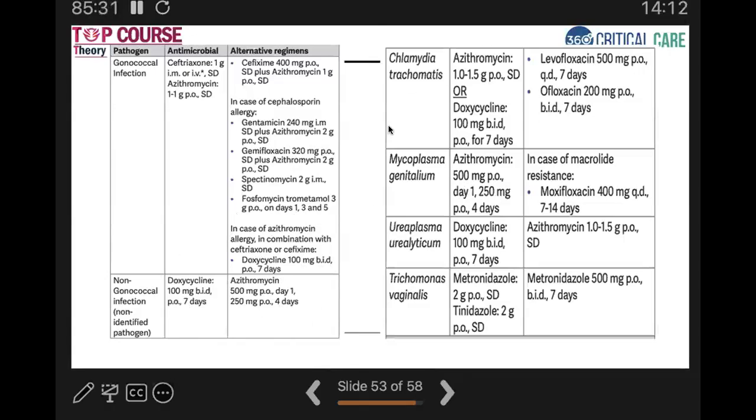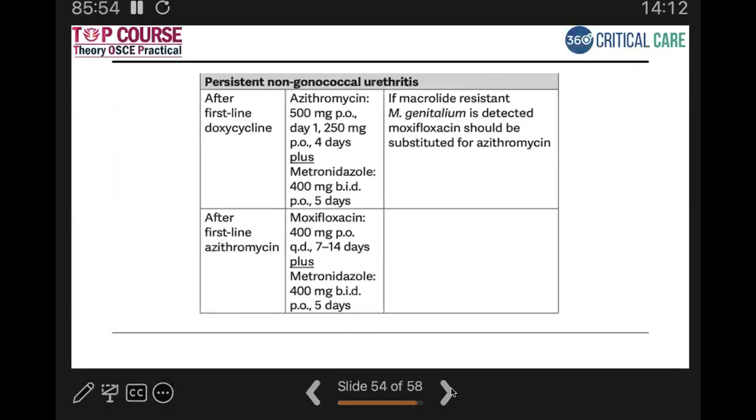If it is chlamydia, then you can start with azithromycin or doxycycline. If no response, then you can keep levofloxacin, ofloxacin as a secondary agent. If it is mycoplasma, again azithromycin. If not, you can start with moxifloxacin. If it is ureaplasma urealyticum, doxycycline. If not, azithromycin. If it is trichomonas vaginalis, then you can start with metronidazole, tinidazole. If not, later therapy with metronidazole alone.